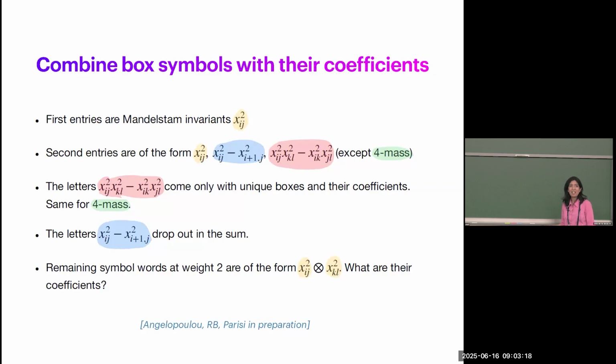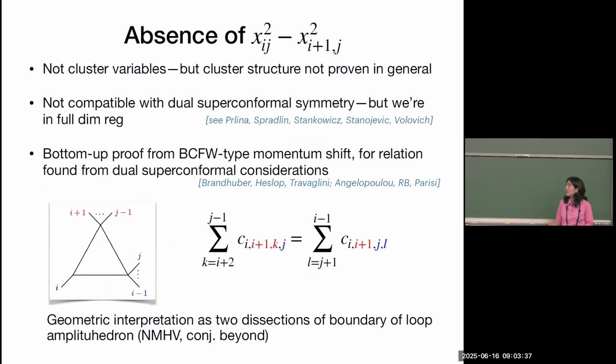So this is some cancellation that's not visible at this level of the box expansion. You have to discover something else about the full amplitude in order to see that. And what's left is just the Mandelstam invariants. And so then we have words that are Mandelstams times other Mandelstams. So I want to comment on this, the letter that's the difference of Mandelstam invariants.